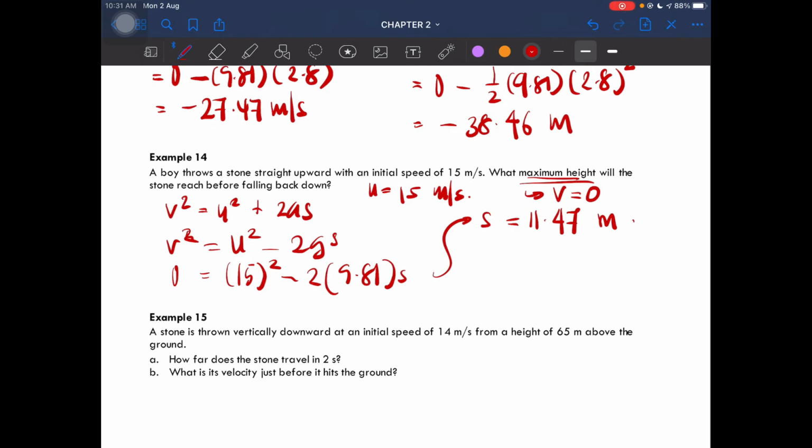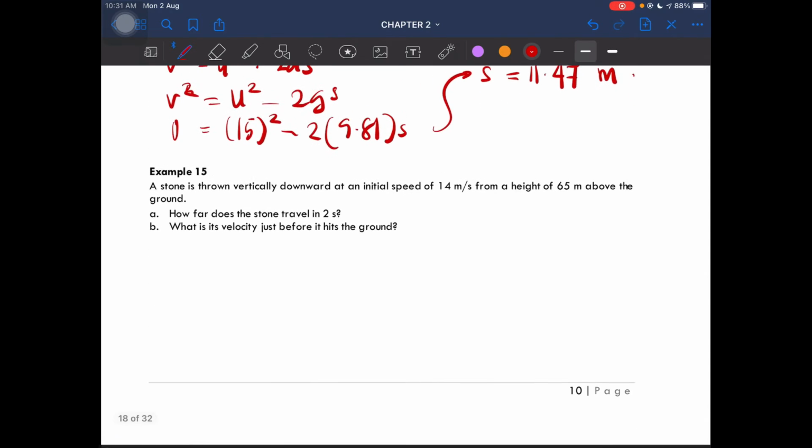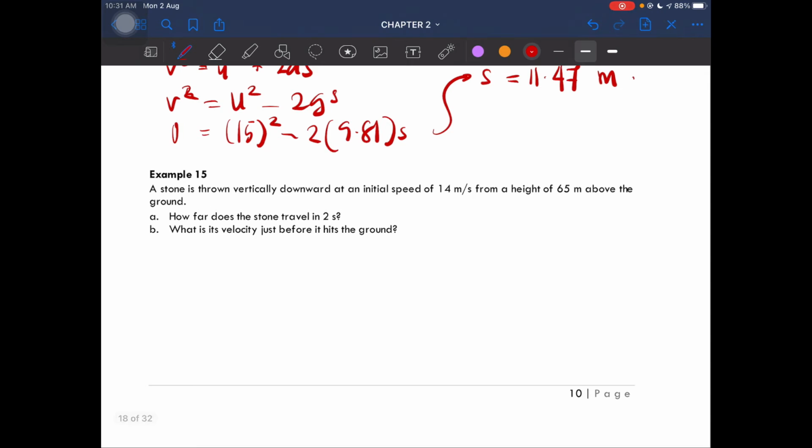Okay, alright, I'll continue straight to example 15, which is a stone is thrown vertically downwards at an initial speed of 14 meter per second from a height of 65 meter. Since the stone is thrown vertically downward, our initial velocity would be negative. So how far does the stone travel in 2 seconds?